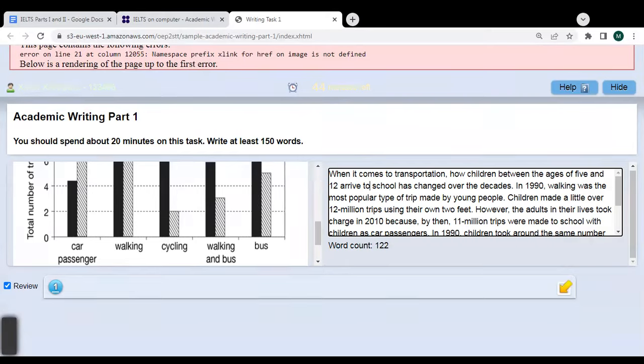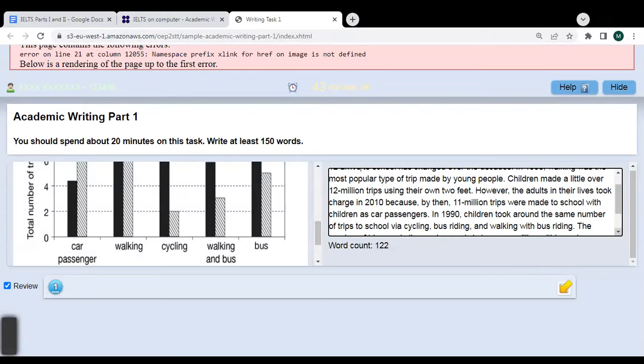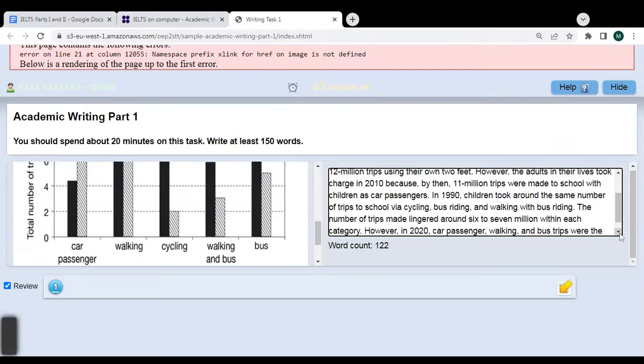When it comes to transportation, how children between the ages of 5 and 12 arrive to school has changed over the decades. In 1990, walking was the most popular type of trip made by young people. Children made a little over 12 million trips using their own 2 feet. However, the adults in their lives took charge in 2010 because by then, 11 million trips were made to school with children as car passengers.